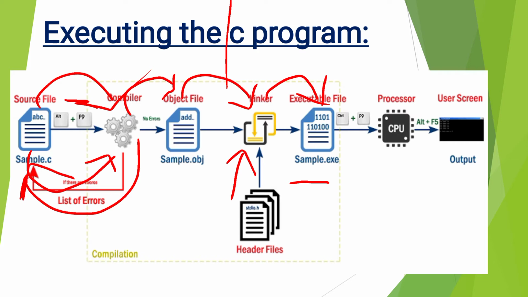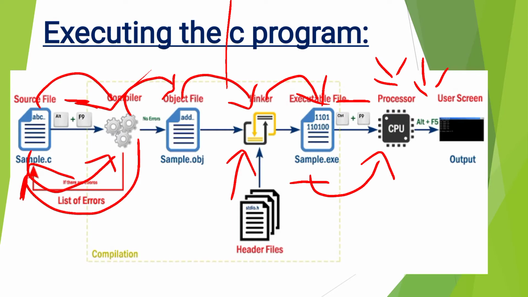Now to execute the program, we have to press Ctrl plus F9 keys on the keyboard, the Ctrl key along with the F9 key. When you press Ctrl plus F9, our sample.exe file is passed to the CPU. In the CPU, the process is completed. Whatever instructions we have written in our program, all those instructions are executed. After execution, we have to run the program.